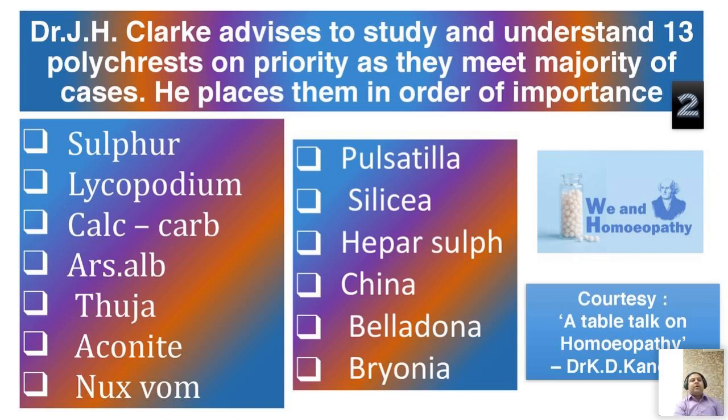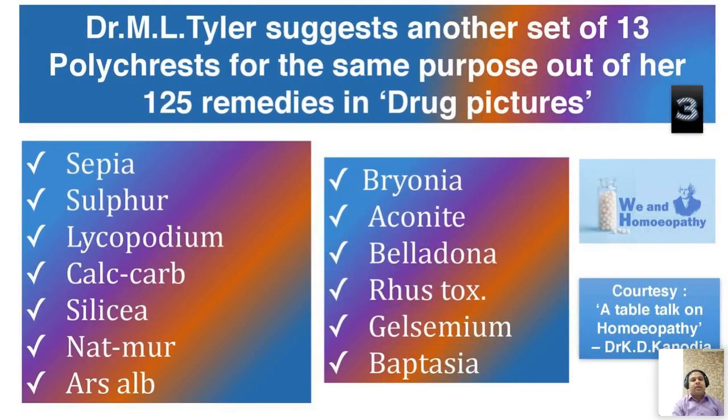Okay. So this is the list of 13 remedies that Dr. Clark gives us. There is another list of 13 remedies that Dr. Tyler gives us: sepia, sulfur, lycopodium, calcarea carb, silicea, natrum mur, arsenic, bryonia, aconite, belladonna, rhus tox, gelsemium, and baptisia. If you combine these lists, there are some common remedies and some uncommon remedies. By combining these two, we get a list of 18 remedies. You can just have a look at these remedies.